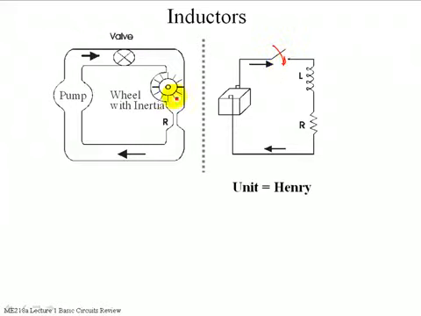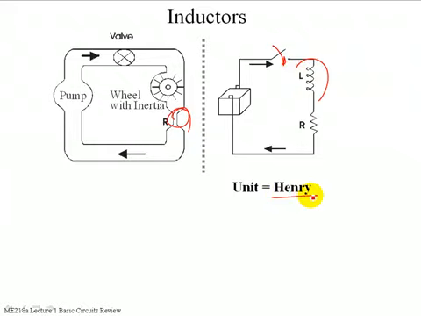So when I first close this, it's much like a paddle wheel with inertia. As soon as I open the valve, the paddle wheel doesn't start spinning right away. It slowly spins up as the flow through it builds. And then if I suddenly close the valve, it doesn't stop instantaneously. It keeps spinning, creating a high pressure downstream and a low pressure upstream. So it creates a pressure potential across it, just like the inductor will create a voltage across it in response to changing currents. The unit is the Henry.